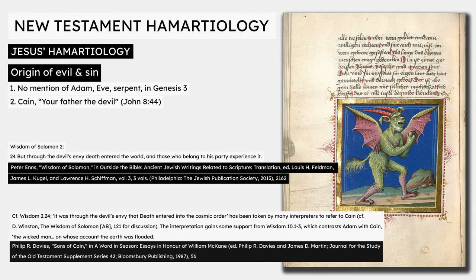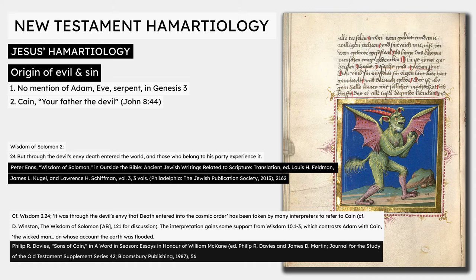I mentioned previously that the first recorded death in Genesis doesn't take place until chapter 4, when Adam and Eve's second son Cain murders his brother Abel. Biblical scholar Professor Philip Davies observed that the devil in this passage, quote, "has been taken by many interpreters to refer to Cain," end quote. Consequently, the most natural interpretation of Jesus' reference to the devil as a murderer from the beginning is that he held the same view as the author of Wisdom of Solomon, and that he is referring to Cain, the human son of Adam and Eve, as causing the entry of murder into the world.